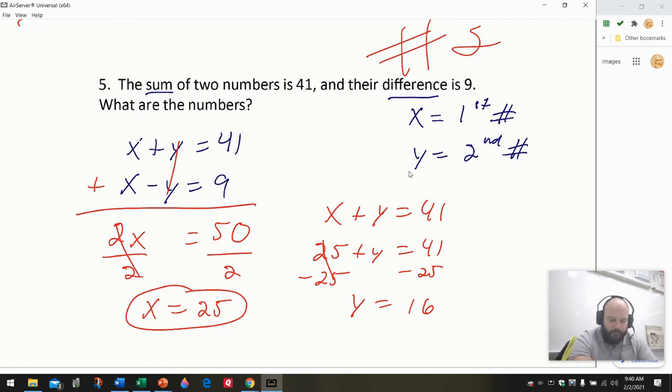16. And so there you go, guys. That's how you solve that one. So the two numbers that we would have would be x would be 25 and y would be 16.